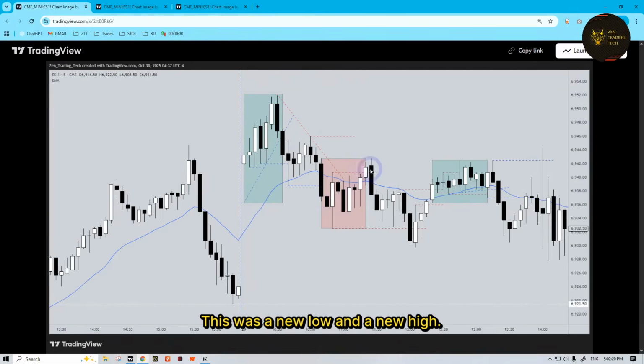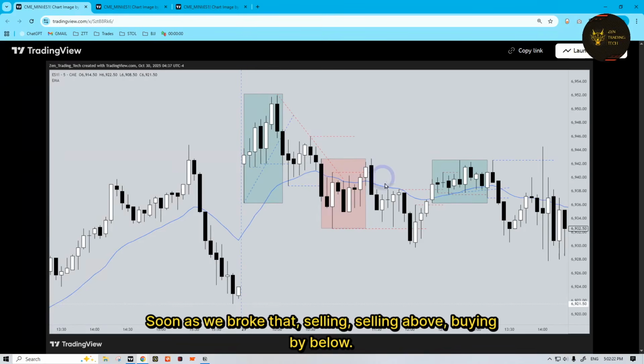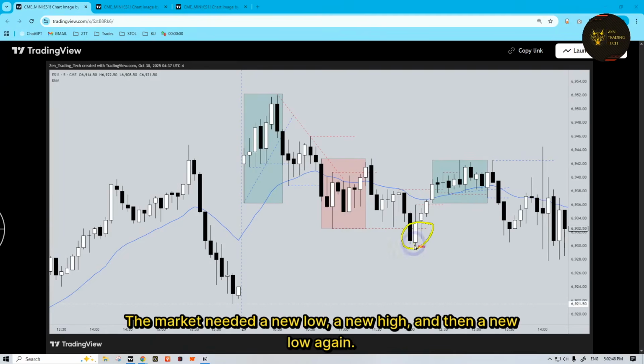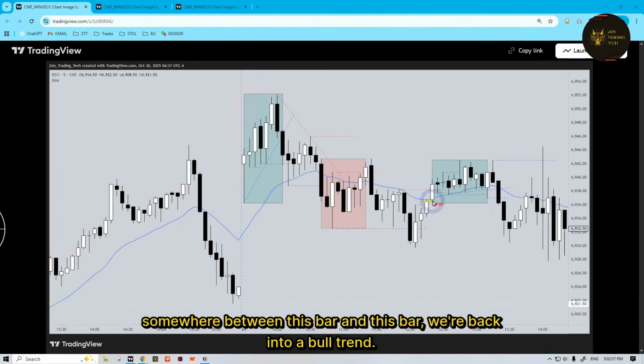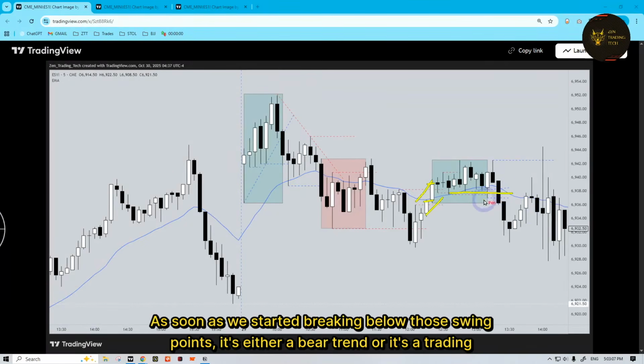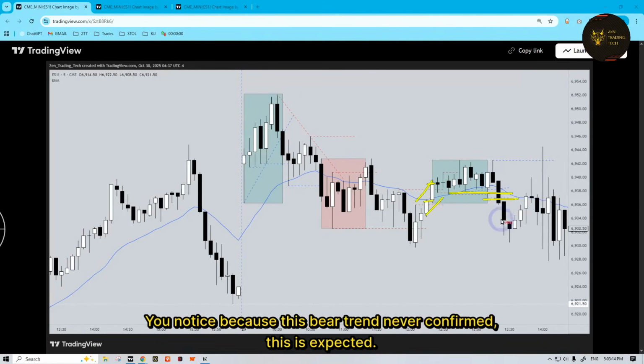This was a new low and a new high. As soon as we broke that, selling above, buying, buy below. That's why there were more traders buying here. The market needed a new low, a new high, and then a new low again. Somewhere between this bar and this bar, we're back into a bull trend. Buying the pullback was okay. As soon as we started breaking below those swing points, it's either a bear trend or it's a trading range. You notice because this bear trend never confirmed, this is expected.